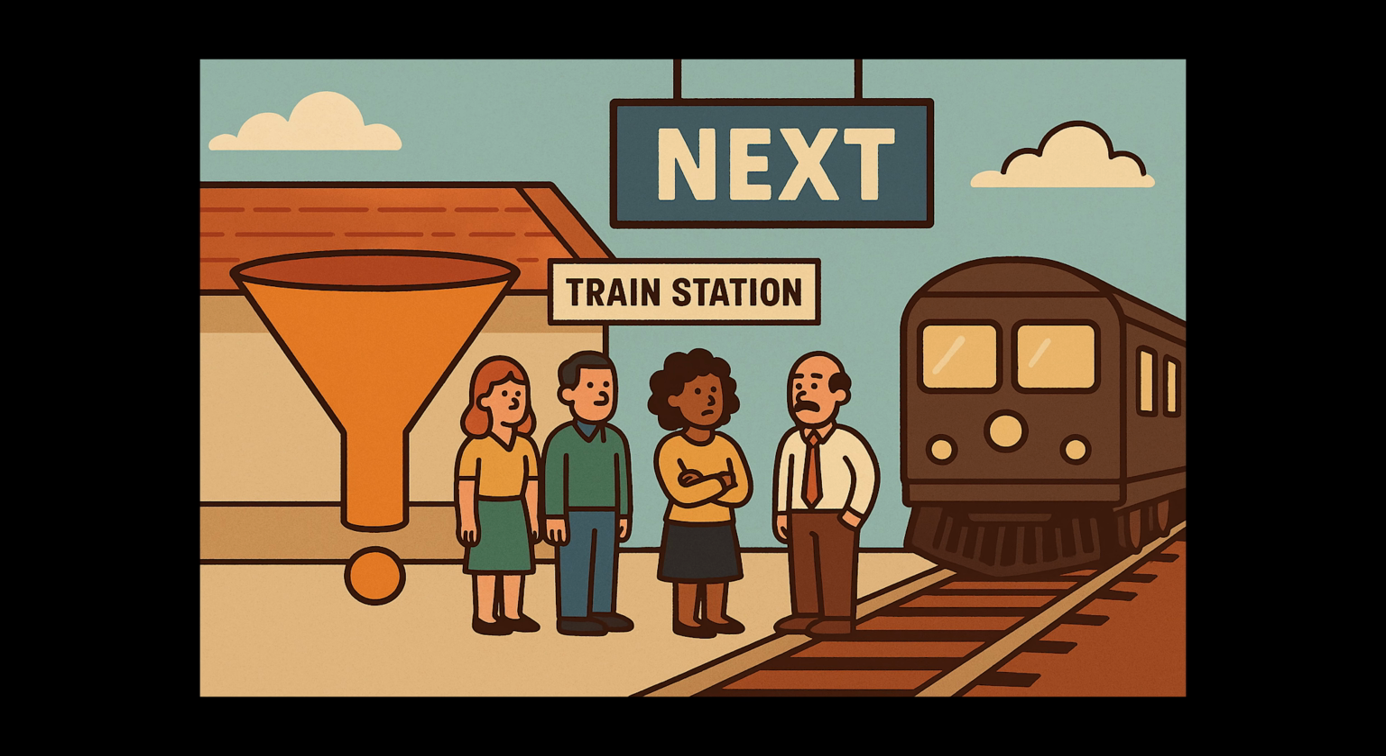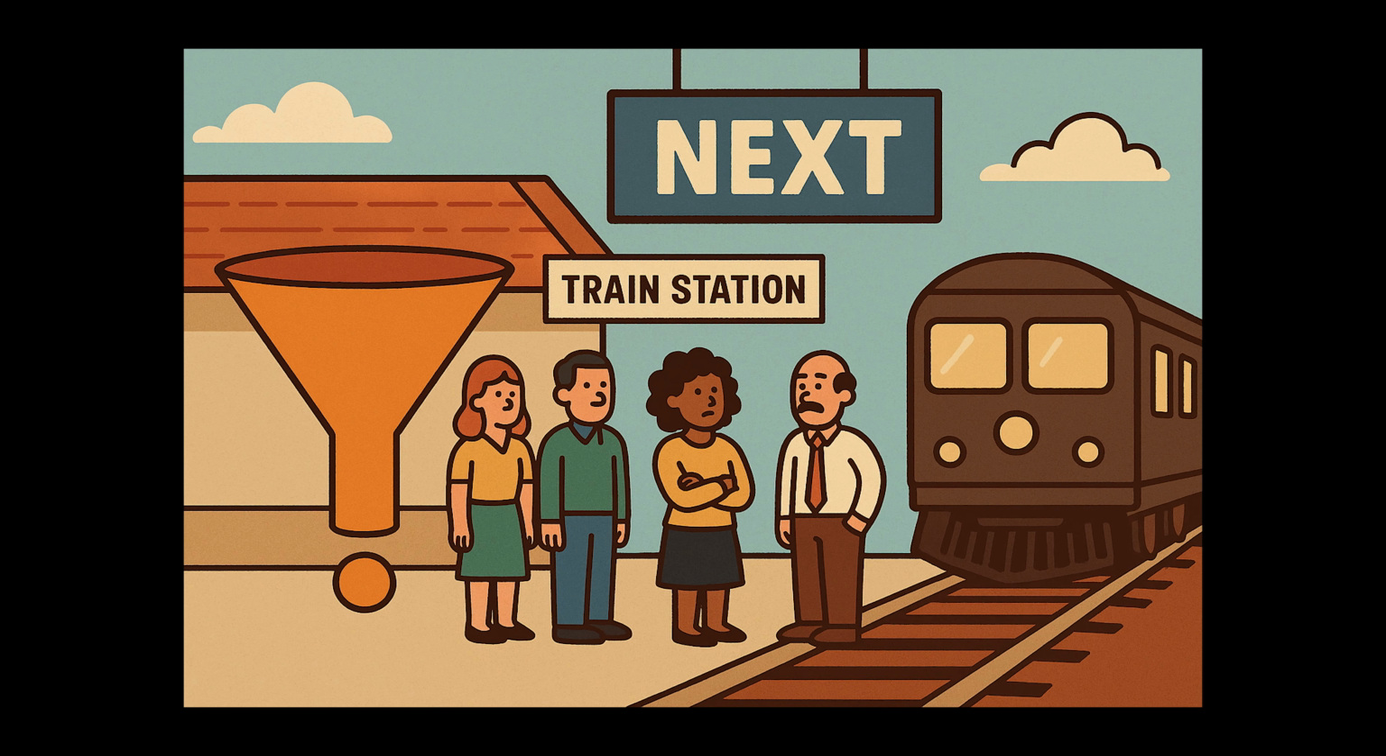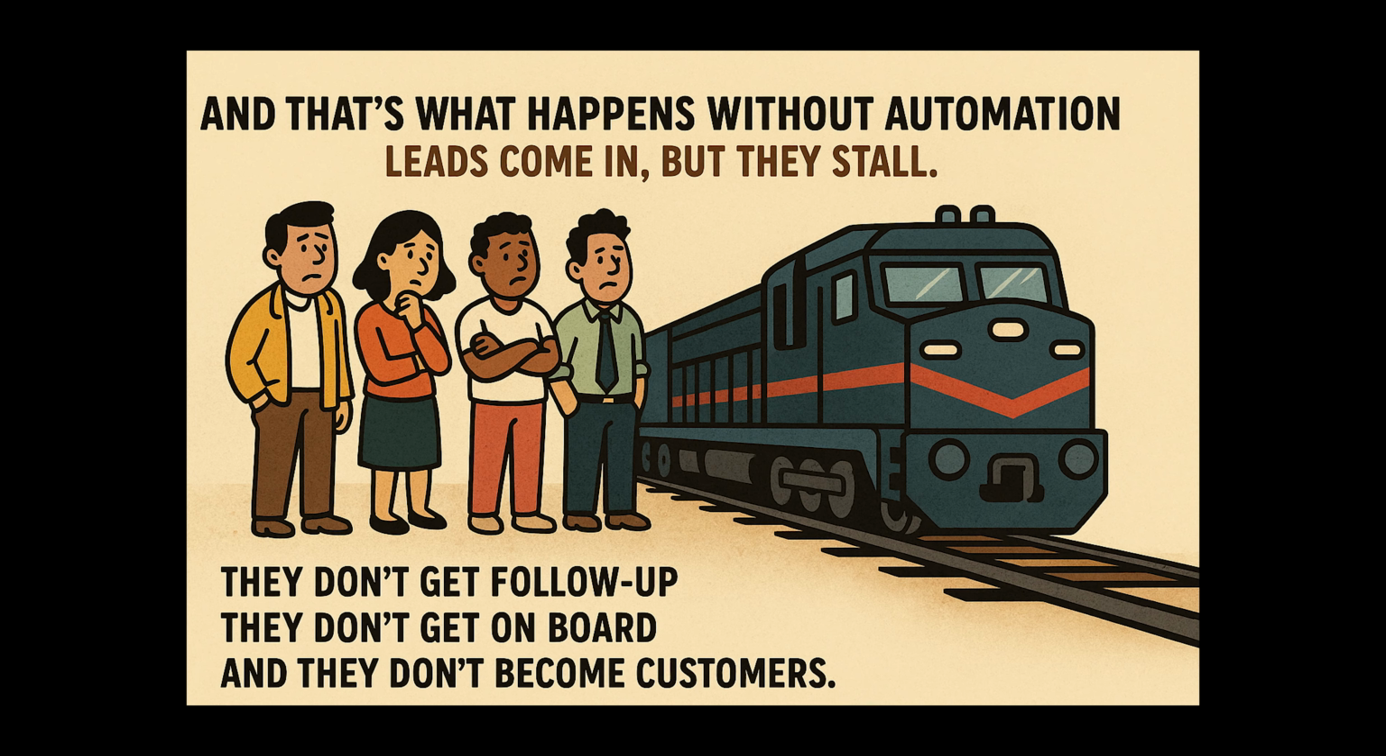So now that you've got your funnel made and your pipeline is ready, it's time to make the system move. This is where things start getting powerful, because we're about to build your first real automation so that when someone opts in, they'll be tracked, tagged, and routed automatically. Think of your business like a train station. Your funnel is where people arrive, but if there's no system telling them where to go next, they just stand around. That's what happens without automation.